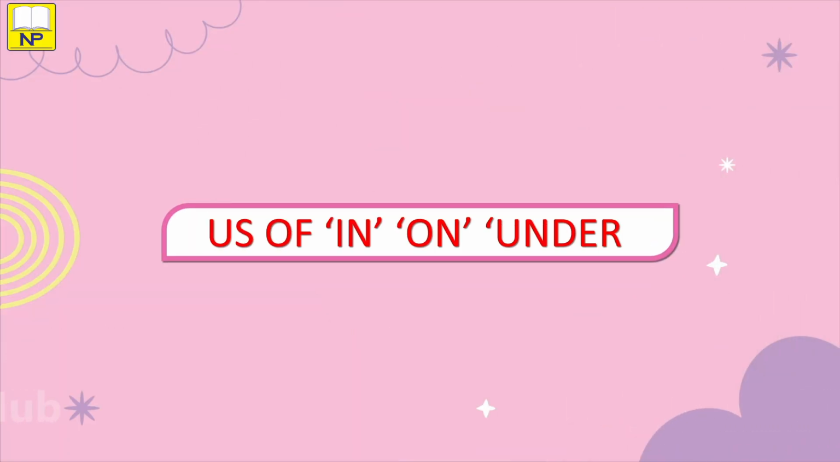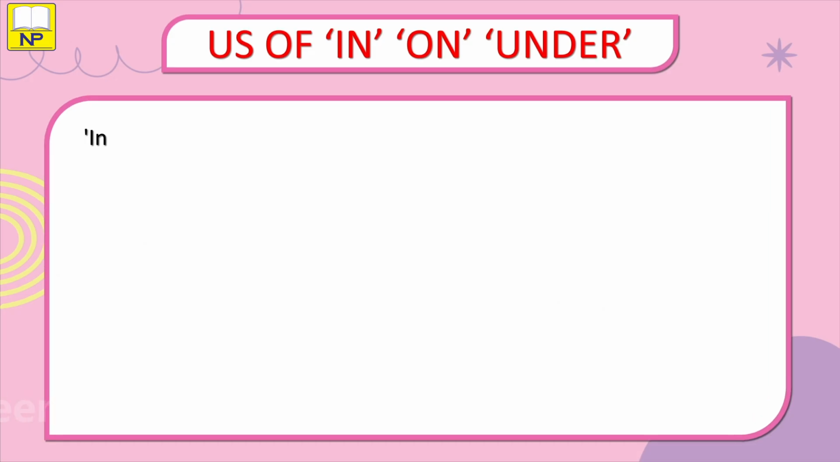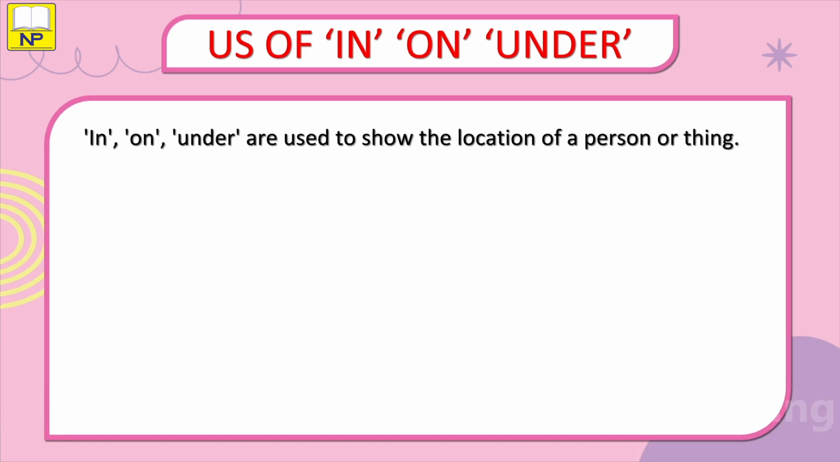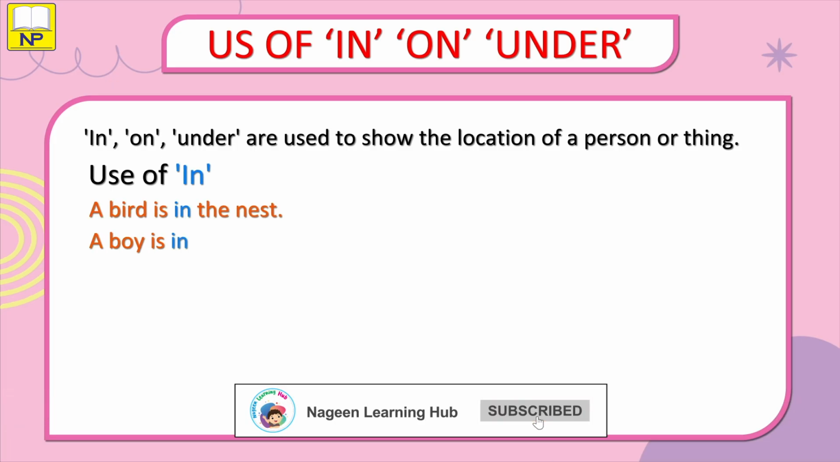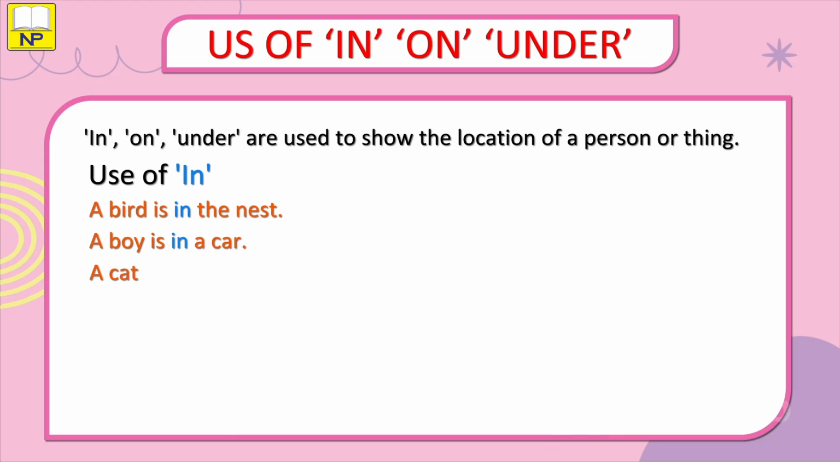Use of in, on, under. In, on, under are used to show the location of a person or thing. Use of in. A bird is in the nest. A boy is in a car. A cat is in a tub.